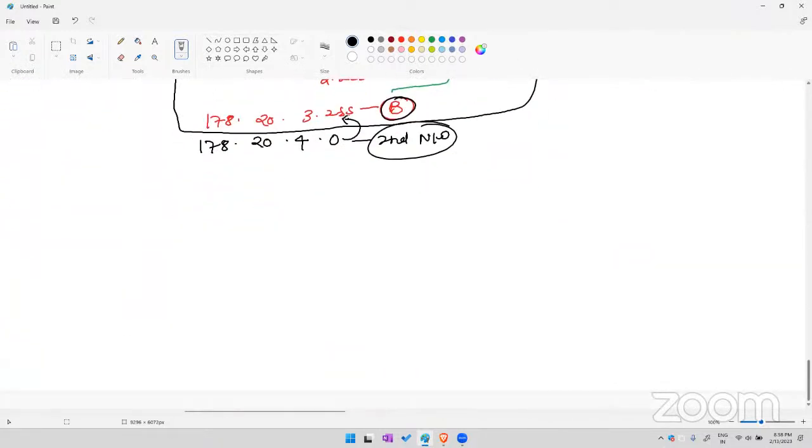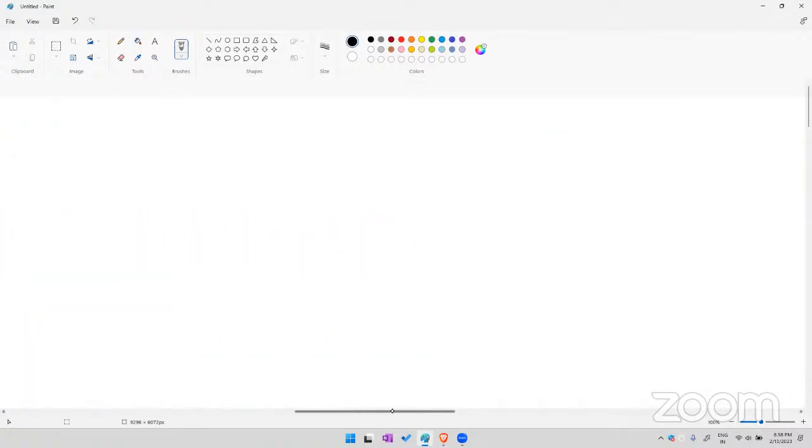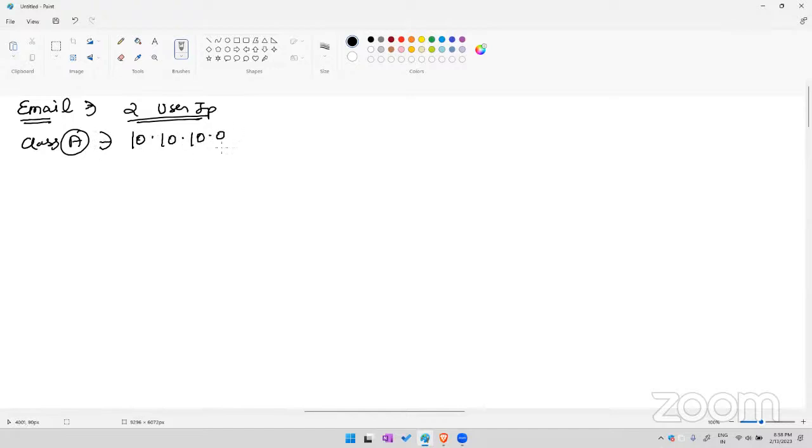Now we need to follow class A. Class A is very simple because it is only concept based. For example, if you are receiving an email and the network admin says, I just need to use only 2 users' IPs, but from which class? Provide class A. And the network admin says, please use this address, 10.10.10.0. So the first task we need to follow is decimal to binary.